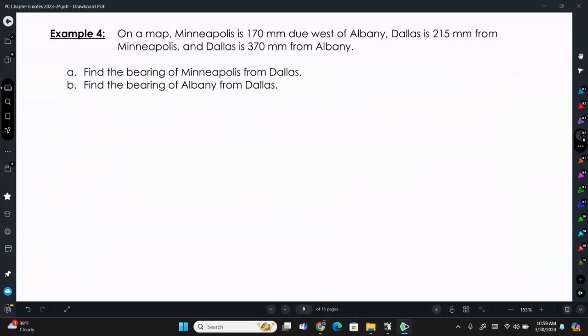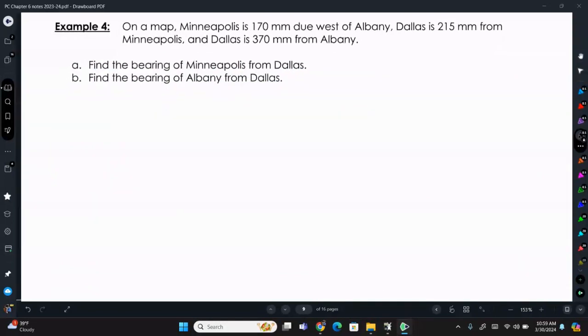All right, so example 4 says on a map, Minneapolis is 170 millimeters due west of Albany. So that means directly west, with no bearings north or south. Dallas is 215 millimeters from Minneapolis, and Dallas is 370 millimeters from Albany.